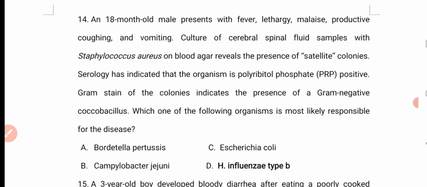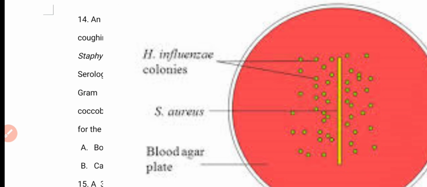Which of the following? So we have to identify. We have to add the features: the serological features, the gram reaction features, and also the culture media growth features. When we mix these, satellite colonies are usually produced by Haemophilus influenzae when we culture the bacteria with Staph aureus. It means the Staph aureus will have a straight colony, as you can see from the image, and the growth of the Haemophilus influenzae will be as satellites, as you can see from the image. They will surround the growth of Staph aureus.